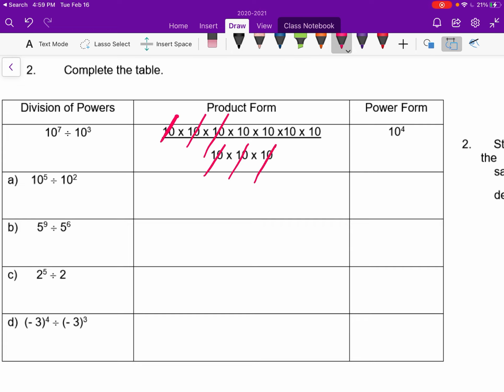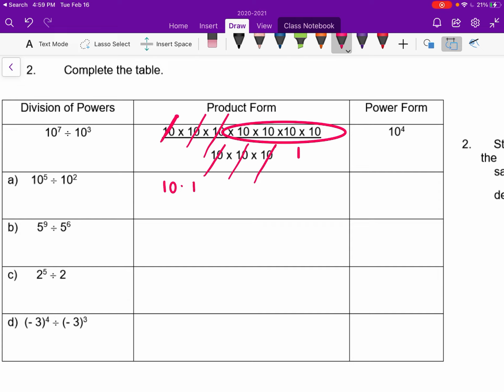Now, all the tens at the bottom are done. So I'm just left with 1 down here. And I'm left with how many up here? 1, 2, 3, 4. So I have 10 to the power of 4. Because that's how many I'm left over with. And it's just over 1 because I had canceled all the tens at the bottom. So let's try doing this again.